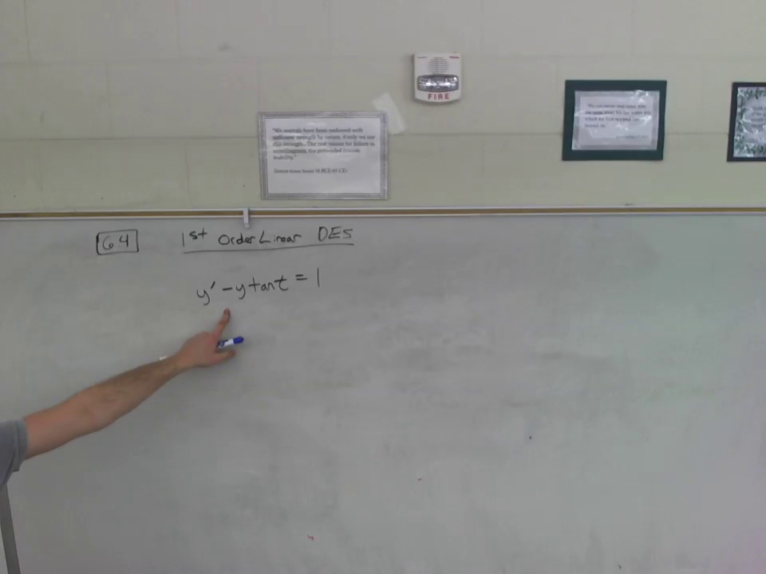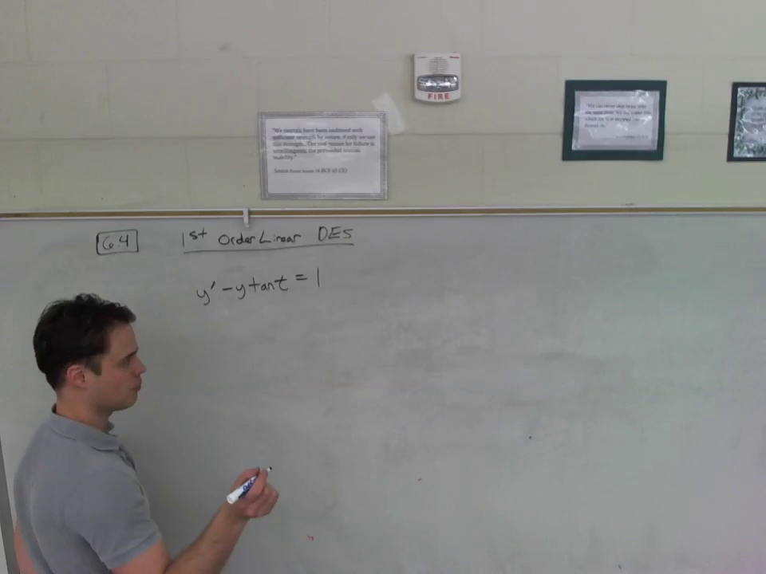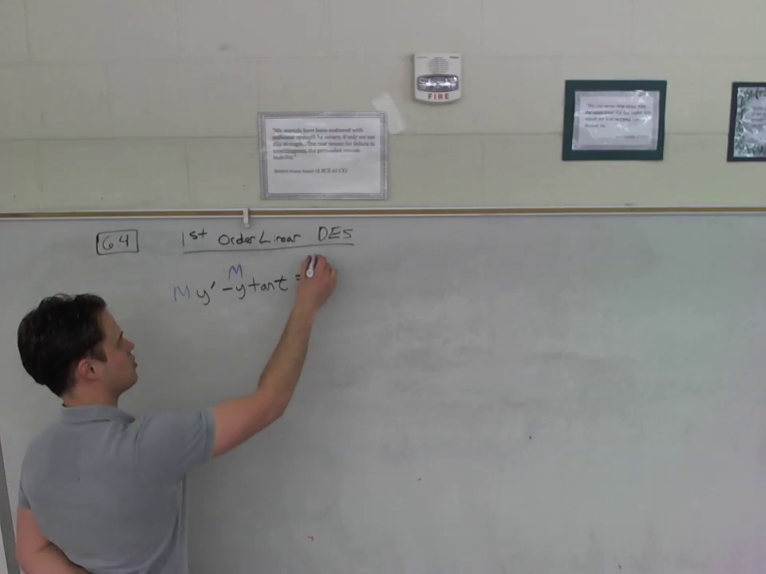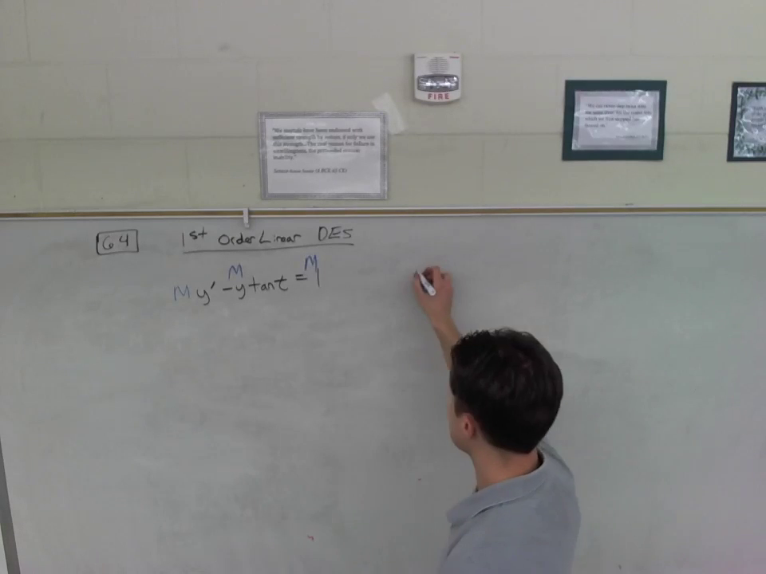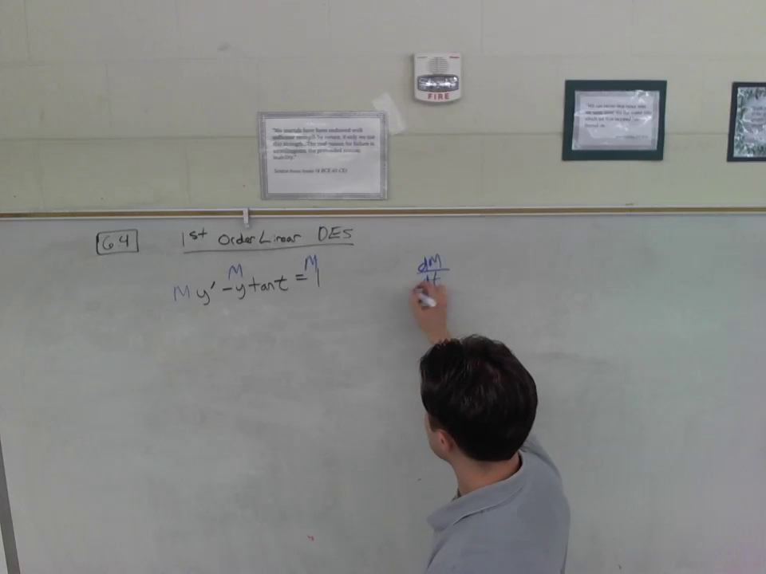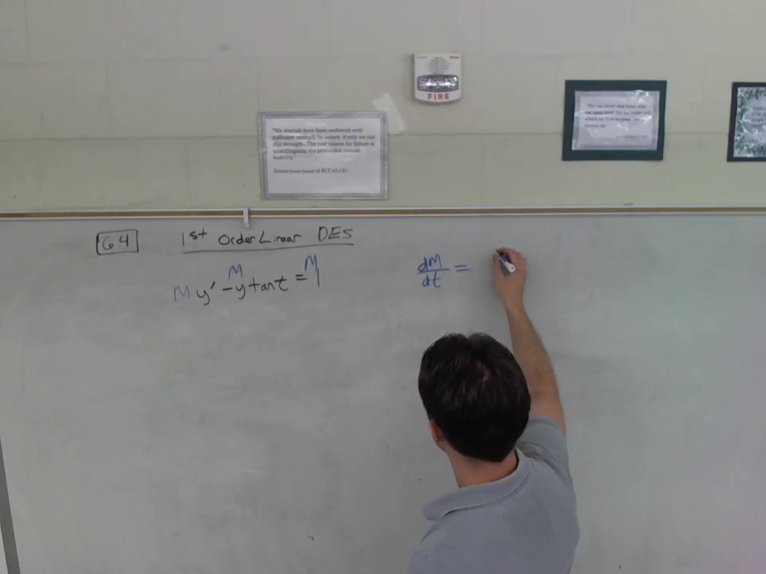Is it in the form? Yes, it is. First step, multiply by m. We don't know what m is yet. We now know step 2 is going to find it for us, right? So we're going to say dm/dt, because that's the independent variable this time, equals y tan t.